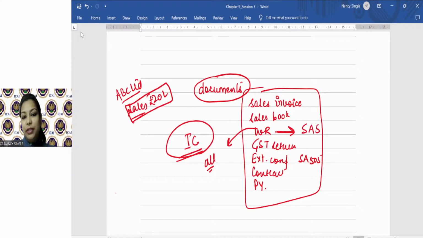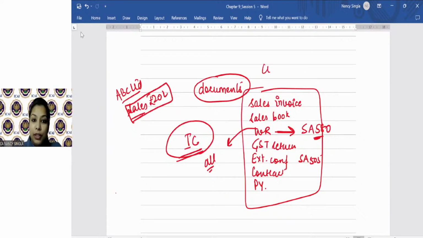SA 580, which is absolutely correct with respect to written representation. Okay. So whosoever is writing an incorrect SA number, I always tell you that it is better not to mention it in the exam. If you are writing some wrong SA number, it is always advisable not to mention it. Try to always remember the correct SA number.